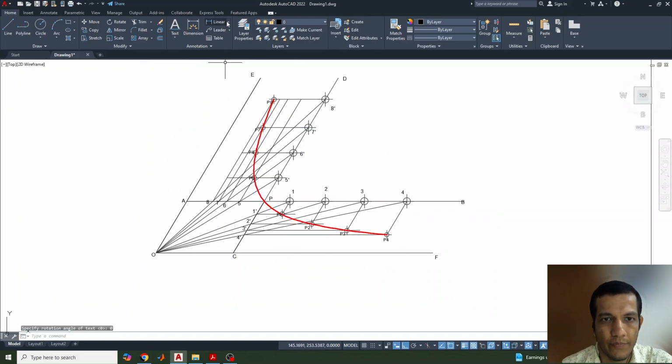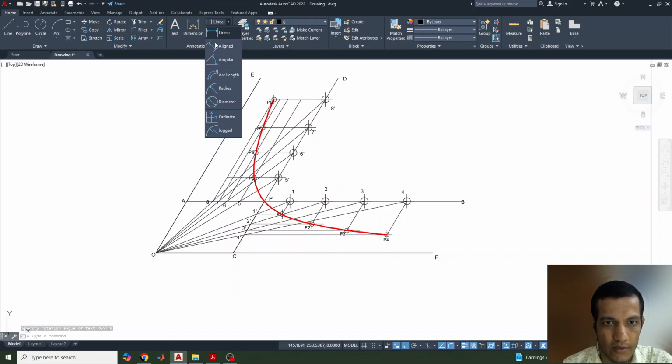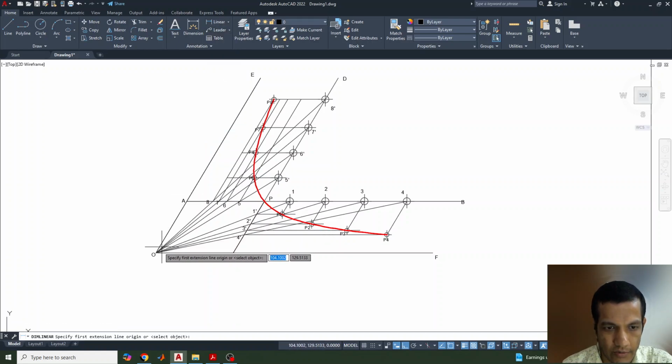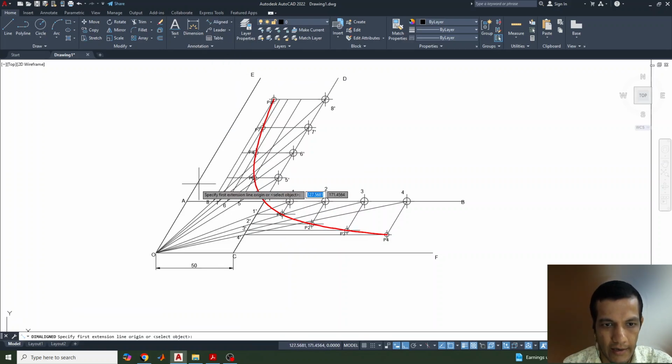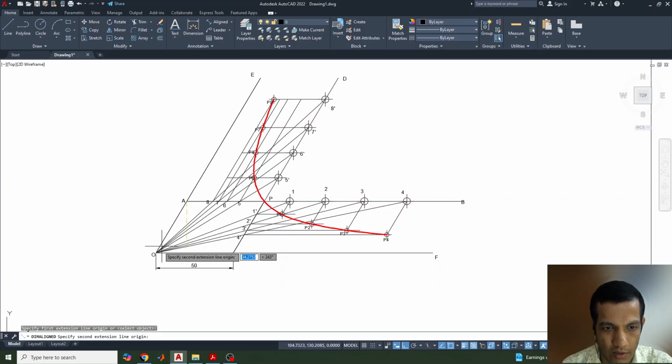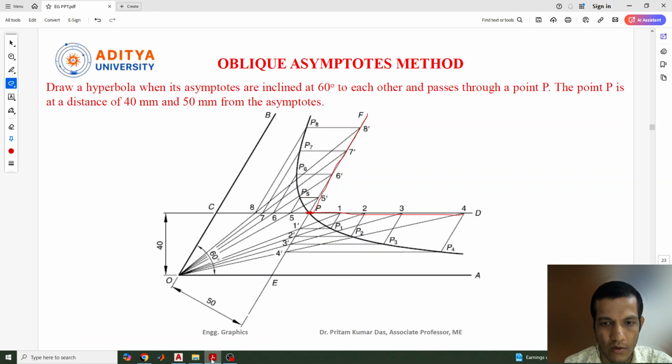Now we need to give the height, the distance. So the linear distance we can take from here to here, 50 is there. Another distance that needs to be taken is the aligned distance. So from this point to here, that is 40 mm.